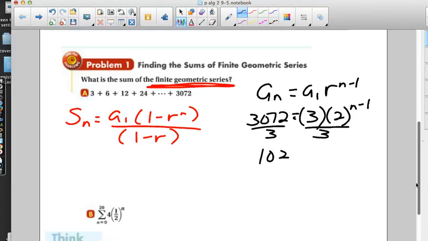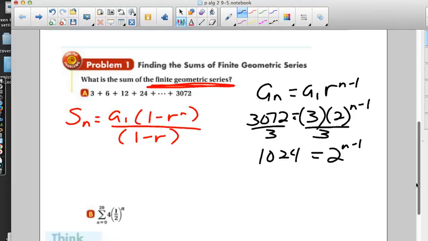$1,024. But we can't solve that right now because we haven't covered logarithms yet. So what we're going to do is just a little trial and error and try to find a number that we can raise 2 to get 1,024.